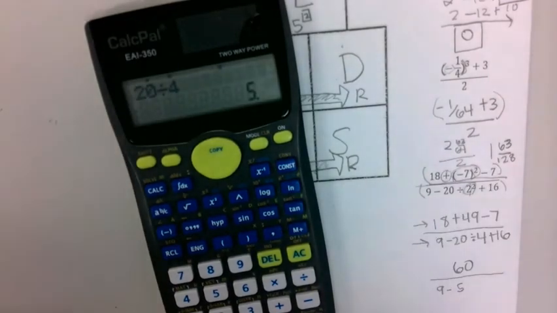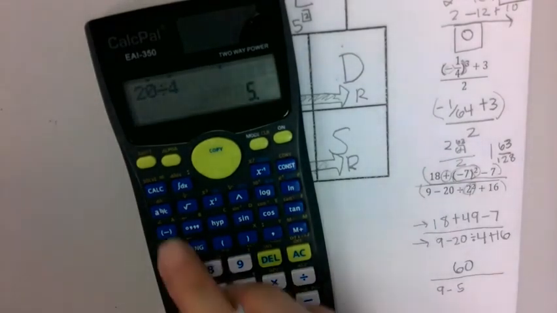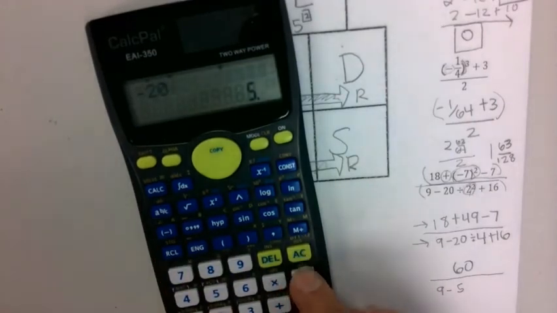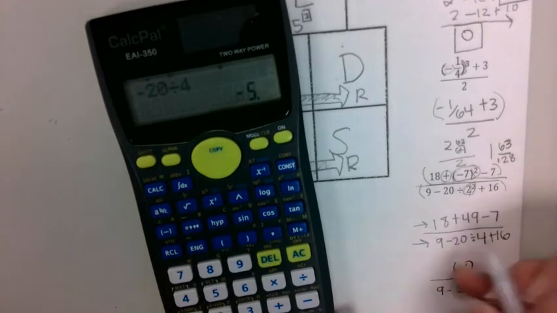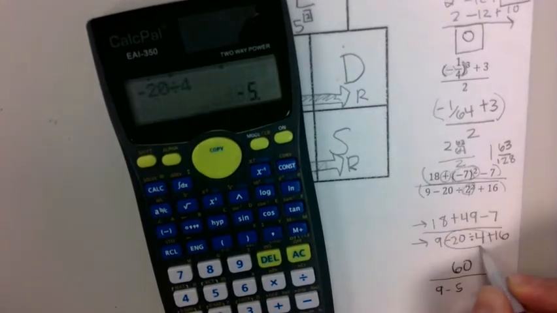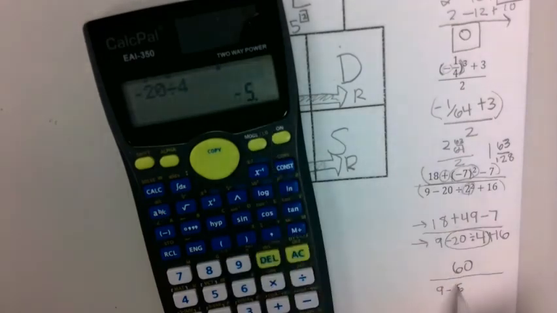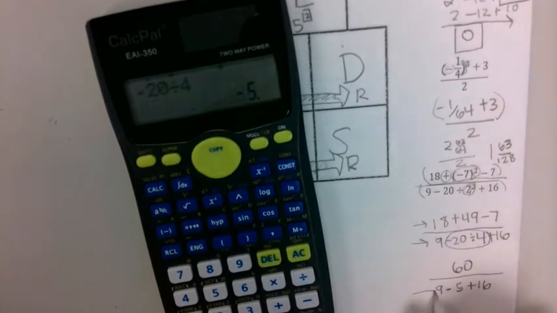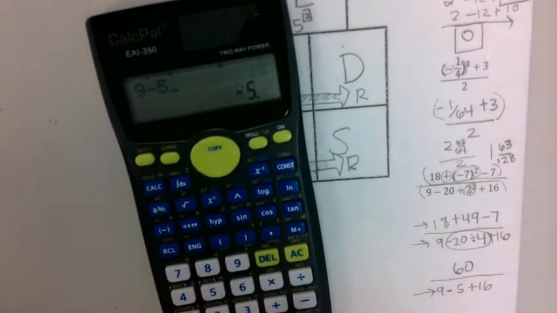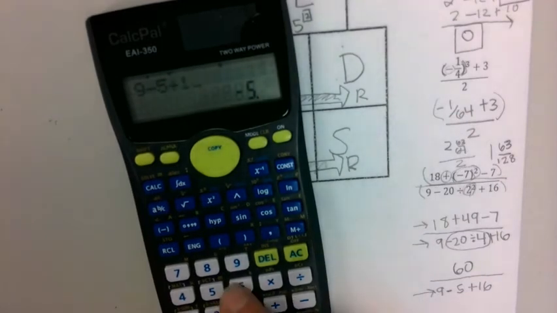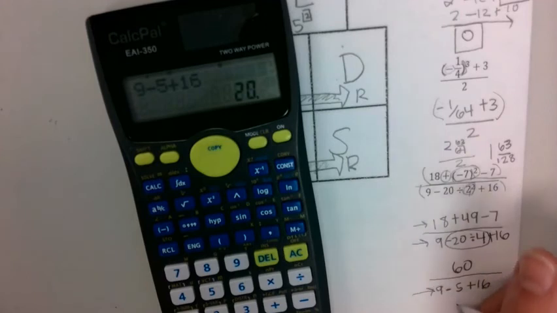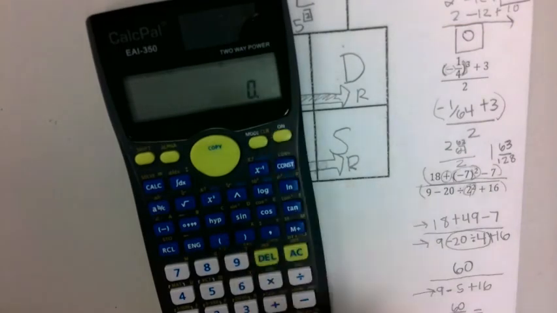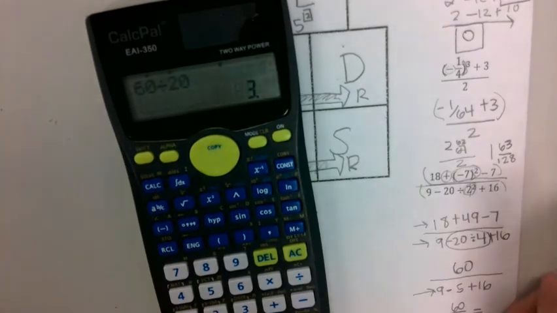Now sometimes I have people say, Ms. Johnson, can I just do negative 20 divided by 4? Is that okay? Yeah, that's just fine. But notice when I use the negative 20 divided by 4, and my answer is negative 5, my negative still shows up. Plus 16, and since I'm down just to addition and subtraction, I'm going to type that into my calculator. 9 minus 5 plus 16 equals a grand total of 20. So my new fraction is 60 over 20, which I can now divide, now that all the parentheses are gone, and I have 60 divided by 20, which is 3.